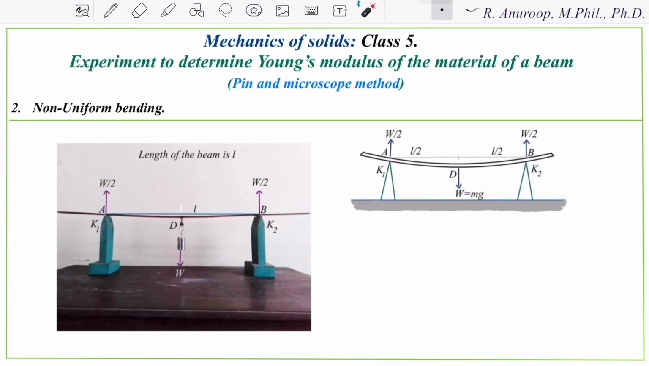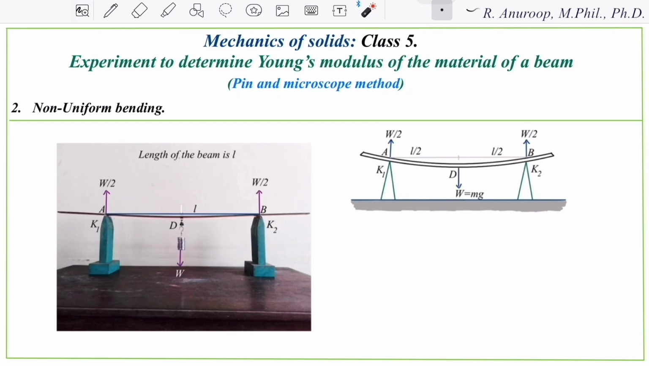Hello everyone. Let us discuss the second experiment to determine the Young's modulus of the material of a beam using the pin and microscope method, that is, non-uniform bending. Before going to the experimental section, let us briefly revise what is meant by non-uniform bending.